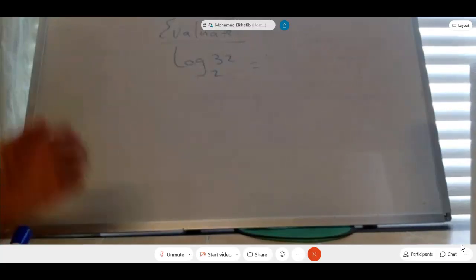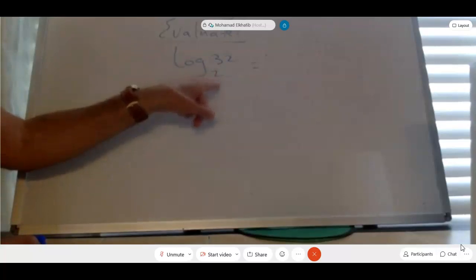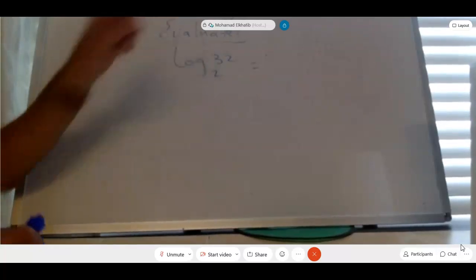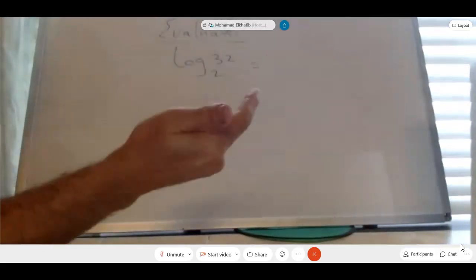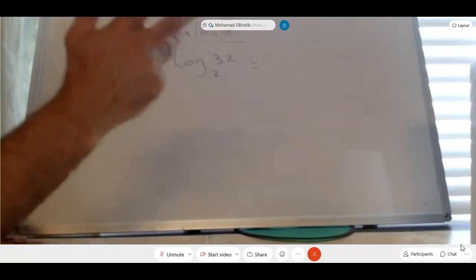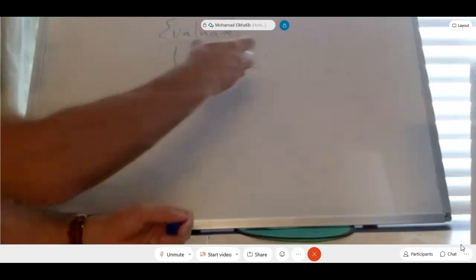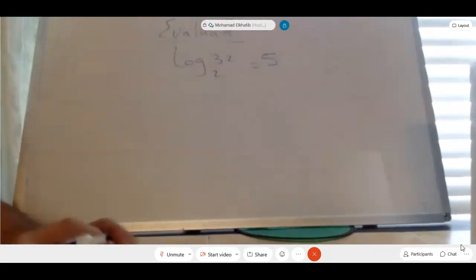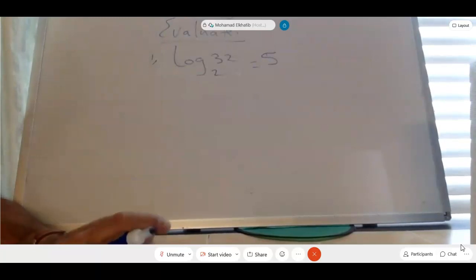Each log has a base. So what does that mean? It means how many times would I multiply 2 by itself to get to 32? So if I use my fingers, 2 times 2, 4, times 2 is 8, times 2 is 16, times 2 is 32. So the answer is 5. I got to multiply 2 by itself 5 times to get to 32.